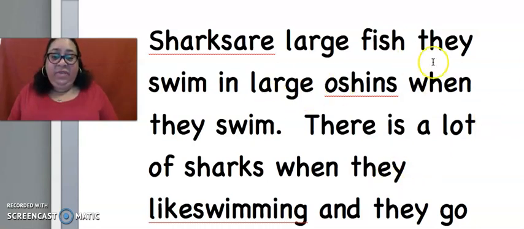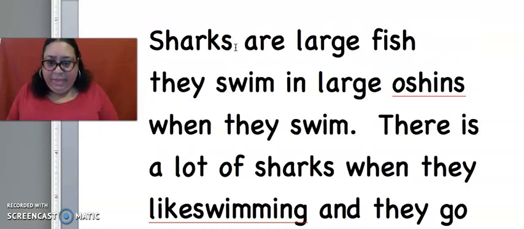Sharks are large fish. Ooh, wait a minute. Sharks are. That's supposed to be two different words. That's not easy for someone to read. So let me put a space between them so that it's easier for my reader. Sharks are large fish. They swim in large oceans when they swim.